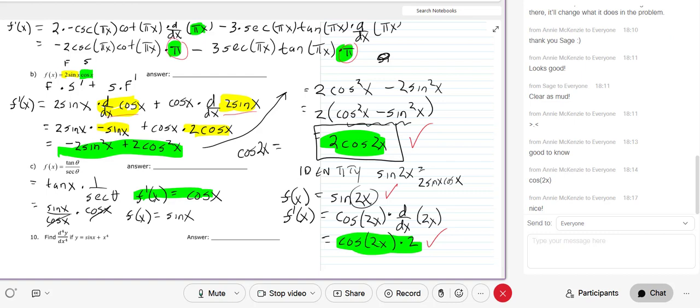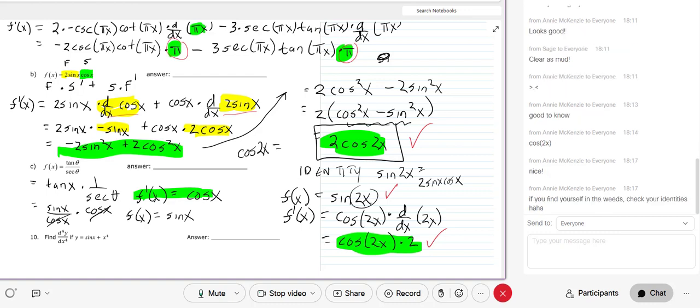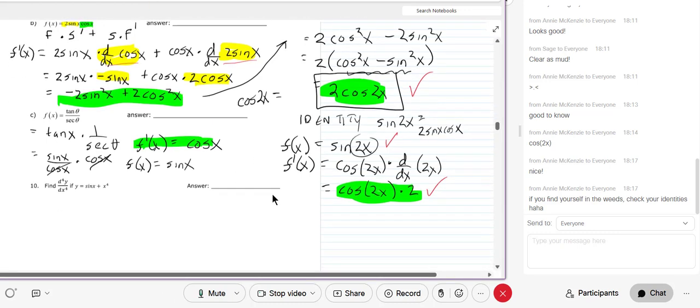Okay, that's what I say, Annie. Nice. Yeah, okay. You got to learn how to recognize things like that. If you're dealing with trig functions, try to play with identities and make it simpler. There you go. Okay, if you're in the weeds, check your identities. Okay. All right, very good. If you're in the weeds, don't smoke weed. How about that?